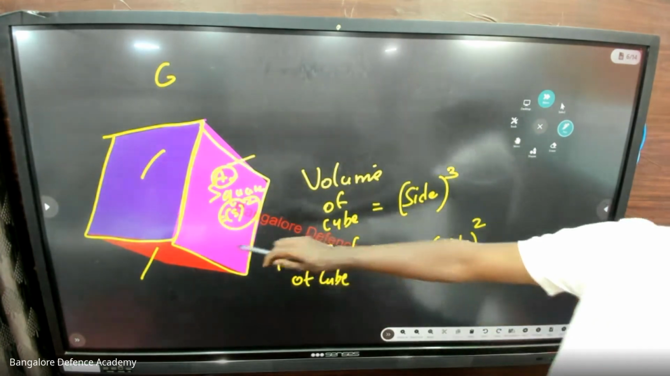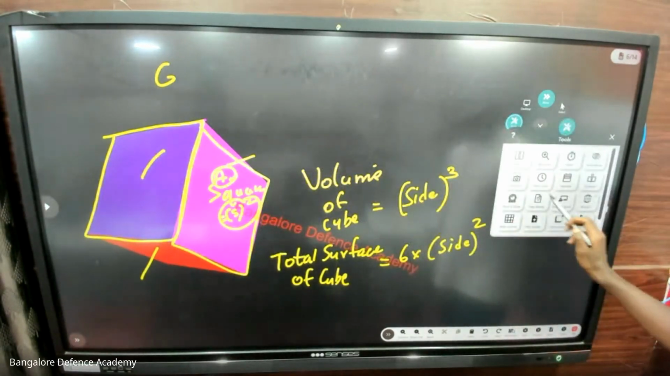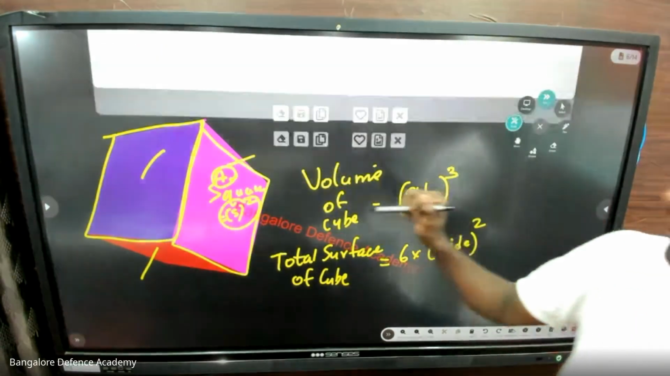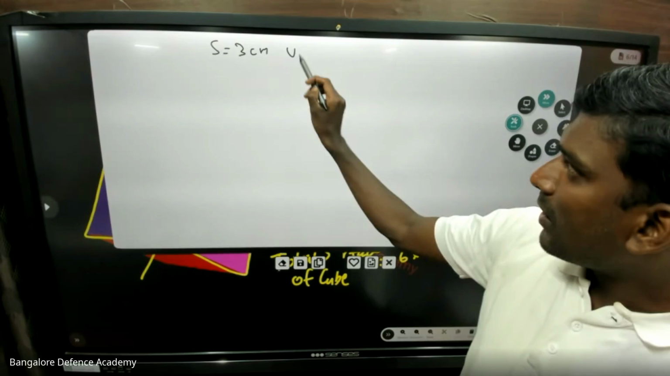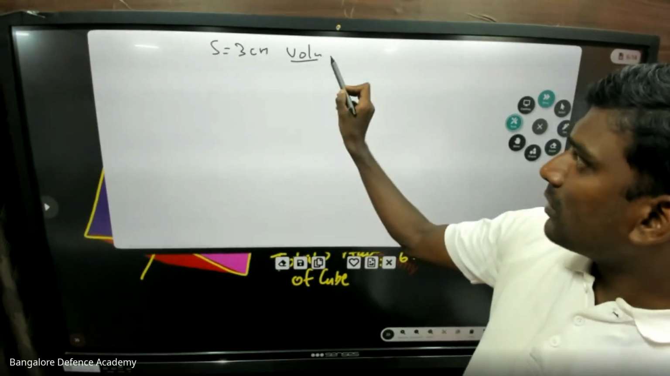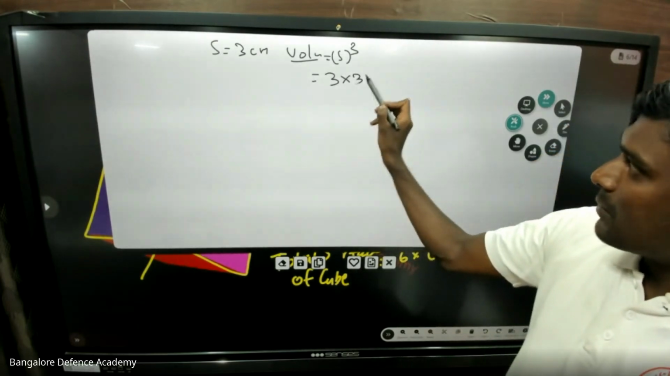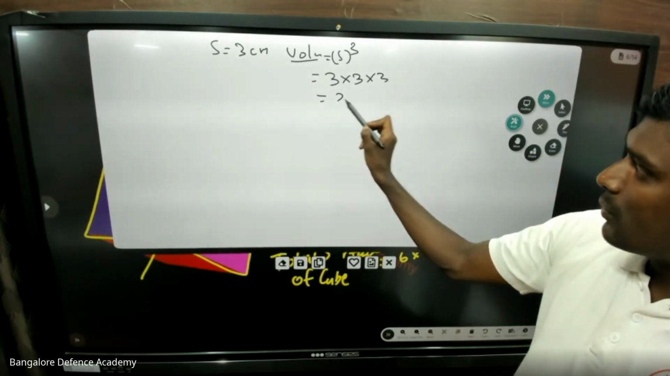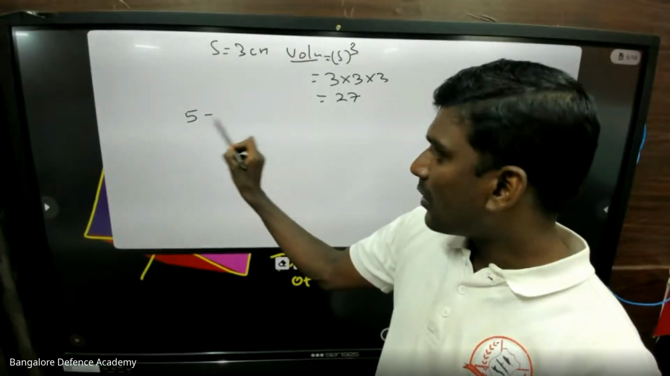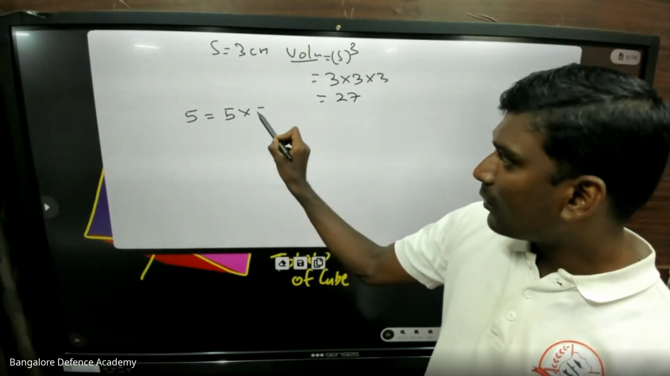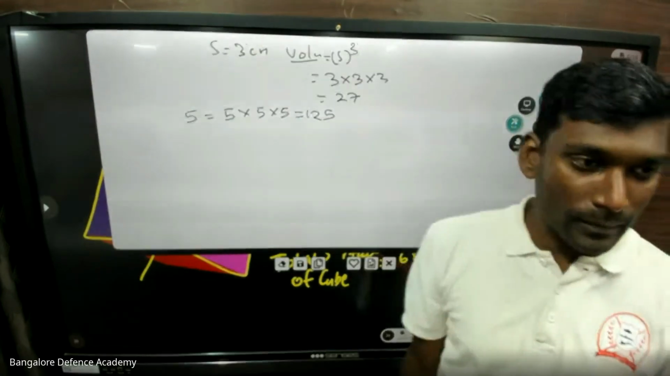Now look at this. In a cube, all sides are equal. So if I give you side as 3 centimeter, and I ask you to find the volume, what will you do? What is the formula? Side cube. That means you have to multiply 3 times. 3 into 3 into 3. The answer is 27. Suppose I give you 5, how many times will you multiply? 5 into 5 into 5. What is the answer? 125.